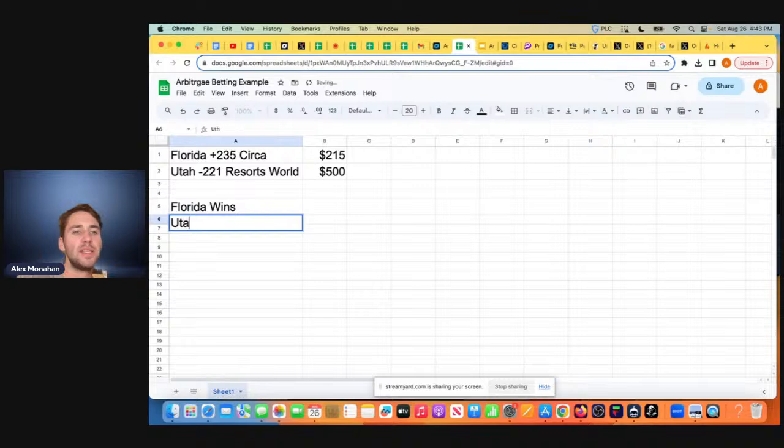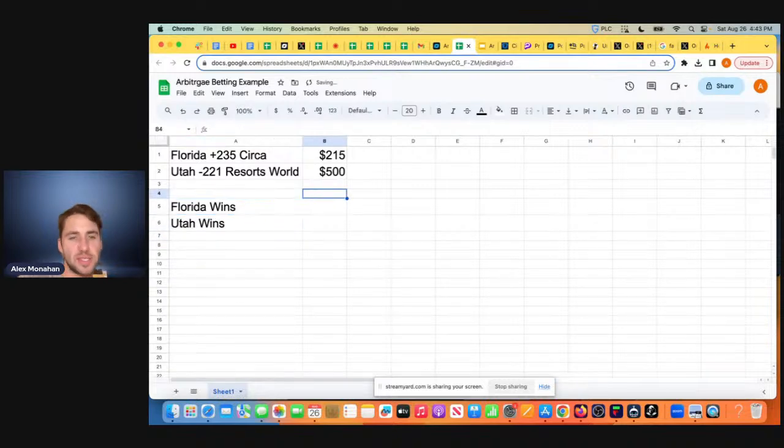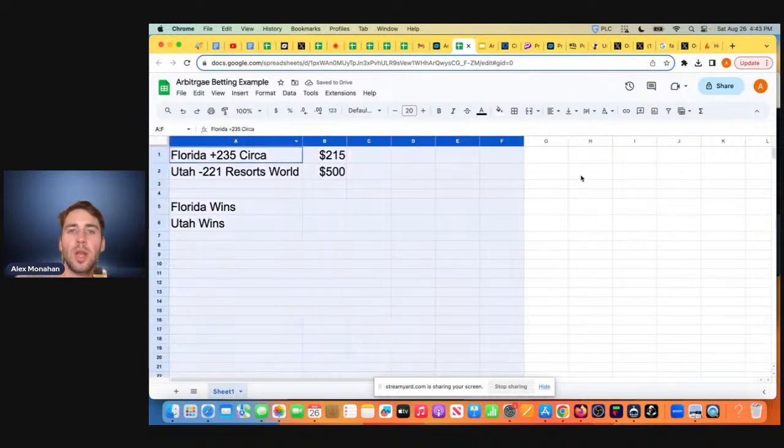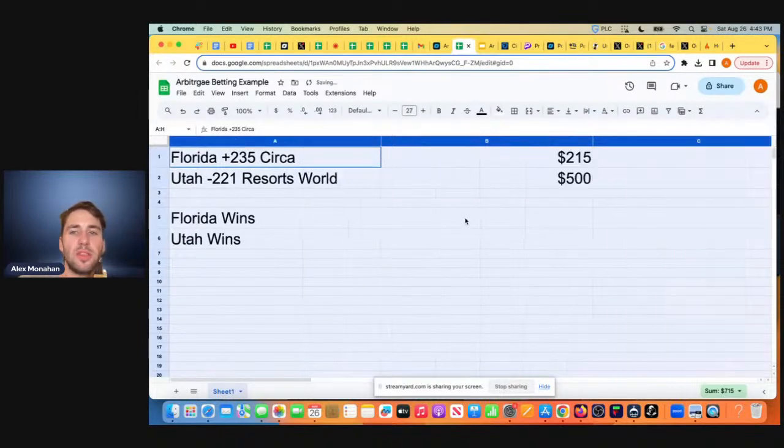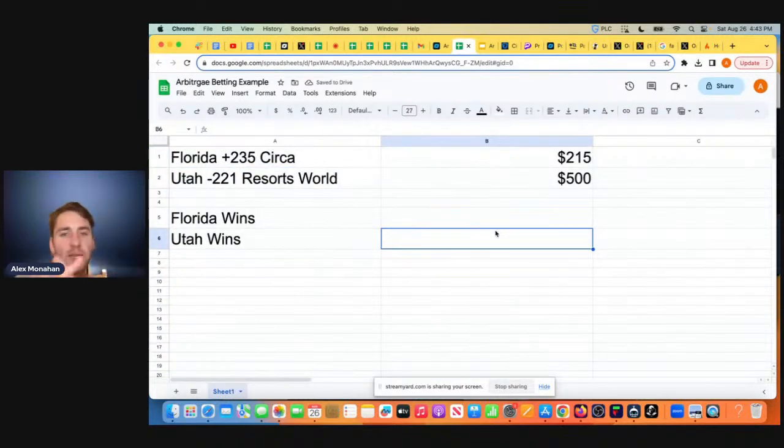So let's say Florida wins, and then let's say Utah wins. Again, no one knows the future. We're not taking an opinion on the game. All we're doing is making a risk-free profit due to the discrepancy in bookmaker odds. You're going to need multiple sports books. You've got to move quickly. And again, some sports books aren't going to allow you to bet like $100,000.